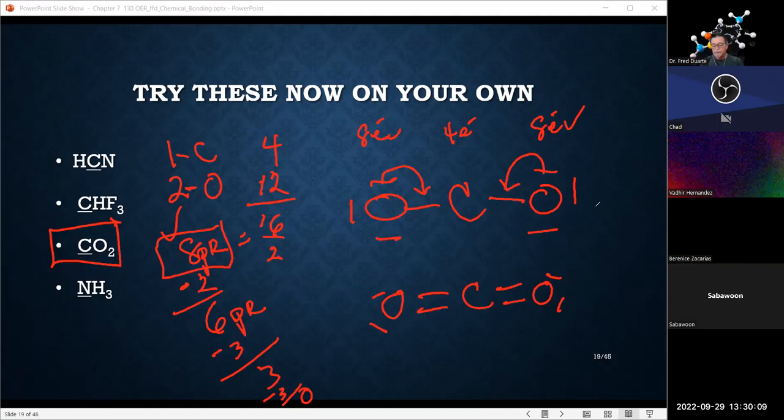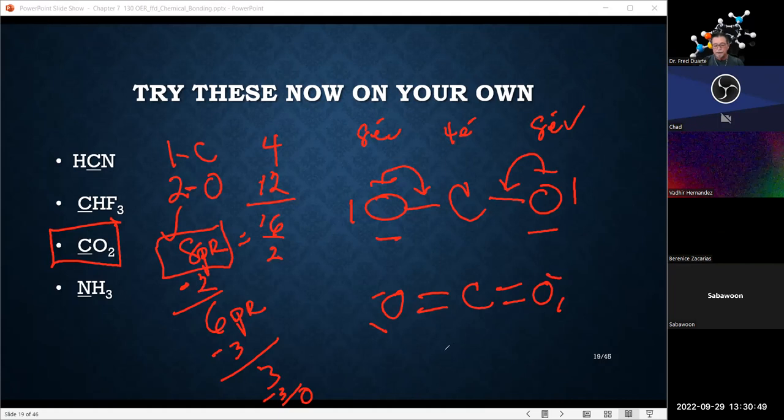Once I'm done with that, check the octet. Oxygen still has 8. Now it has 4 shared with the carbon as a double bond, and 4 on the oxygen itself. The same is true with the oxygen on the left-hand side. There are 4 electrons being shared with the carbon, and then 4 as lone pairs on the oxygen itself. Carbon now has 8 around it, being shared with both oxygens on the left and right, and so now we're good to go. That is the structure.